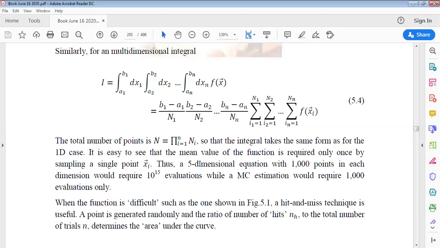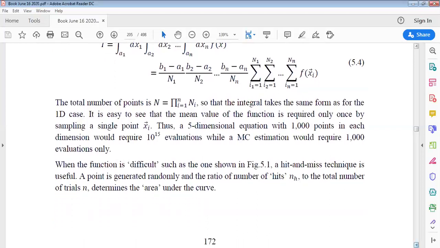Thus, if you had a 5-dimensional function, a 5-dimensional integral with 1,000 points in each dimension, so 10 to the 3 to the power of 5, that is 10 to the 15 evaluations. So imagine what a huge computation that would be. So this is where Monte Carlo estimation with possibly 1,000 or 1 million points would be able to get you a reasonably good answer.